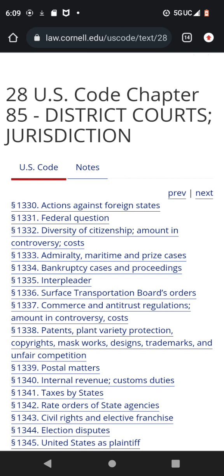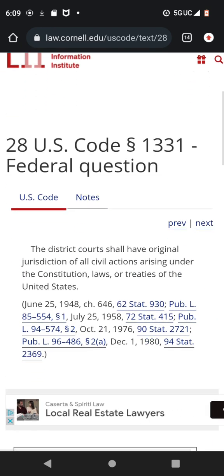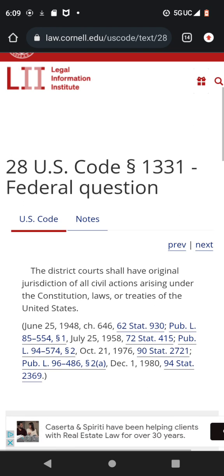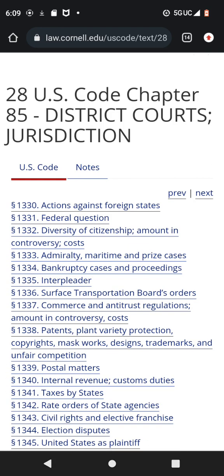Okay. So it already showed you on the forms, I believe on the complaint form, what a federal question is. And so, boom, you can go through and read it. Treaties of the United States, like I said. Boom, boom, boom. Go here.